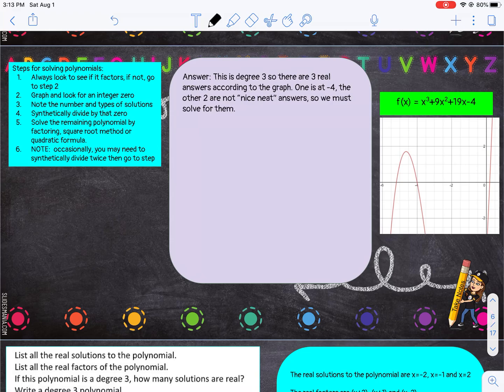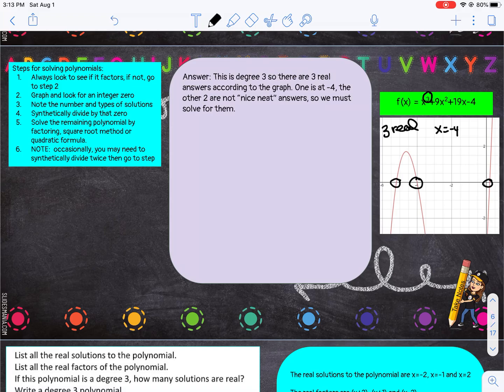Okay, so you were supposed to try this one in your notebook. Let's see how you did. So this graph over here is a cubic, so I have to have 3 answers. And guess what? I can see 1, 2, 3 answers right there. So I know all 3 answers are going to be real.